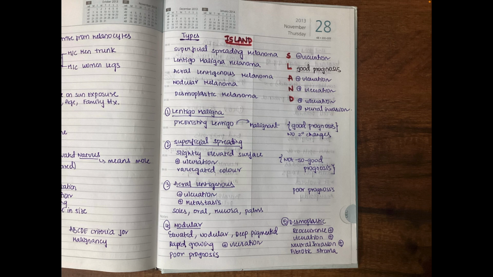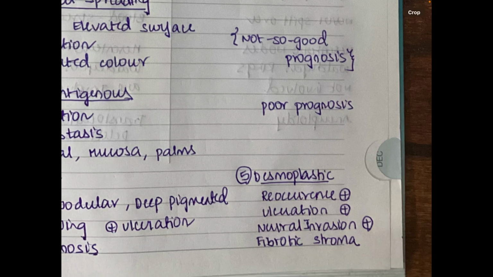Coming to the fourth one, which is nodular. So by the name itself you can write this clinical features, right? It will be elevated, it will be nodular, deeply pigmented nevus, rapidly growing, ulceration is present, poor prognosis. So in case of desmoplastic, there can be recurrence. That means if you remove once, there can be a chance of getting again, and ulceration and secondary changes are seen. Here you can see neural invasion, and also fibrotic stroma can be seen.